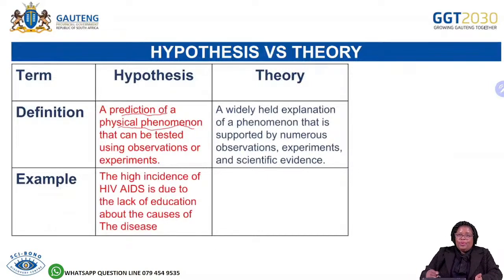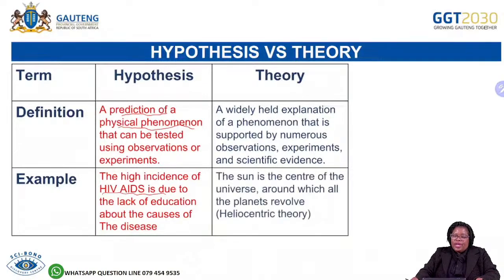So an example again where it shows the hypothesis so that we can differentiate two from a theory. This is the other example. To say the high incidence of HIV/AIDS is due to what? The lack of education about the cause of the disease. The statement might be true, might not be true. Okay, now looking at the theory, what is a theory?